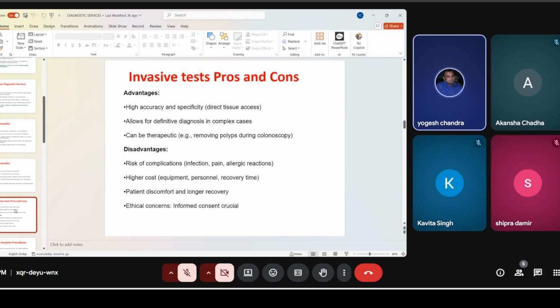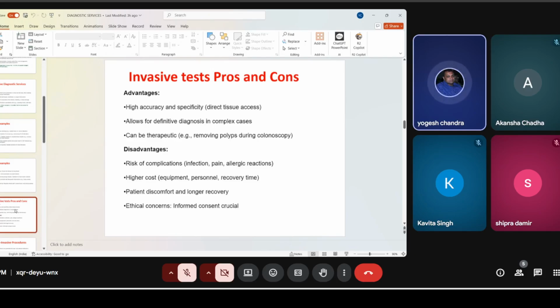It can be therapeutic also. As I told you, when you are doing a colonoscopy, and on the video camera you see some kind of growth, maybe a polyp or something like that, during that colonoscopy itself you can remove the polyps. So that is therapeutic also. That is the advantage of this invasive procedure.